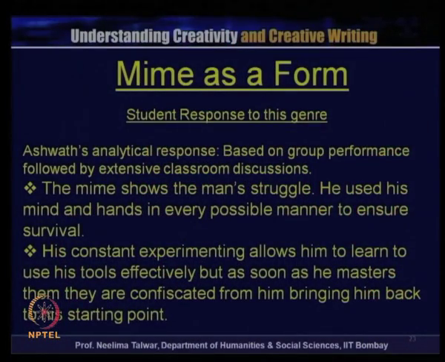But let us see what Ashwath had to say in terms of an analytical response to the reading of this play. He says, and I am quoting parts of his answer, "The mime shows the man's struggle. He used his mind and hands in every possible manner to ensure survival." So, remember, this is the dazzling light in a desert. So, this man's survival is threatened, and he uses his mind and his hands in every possible way to ensure survival. This is what Ashwath felt.